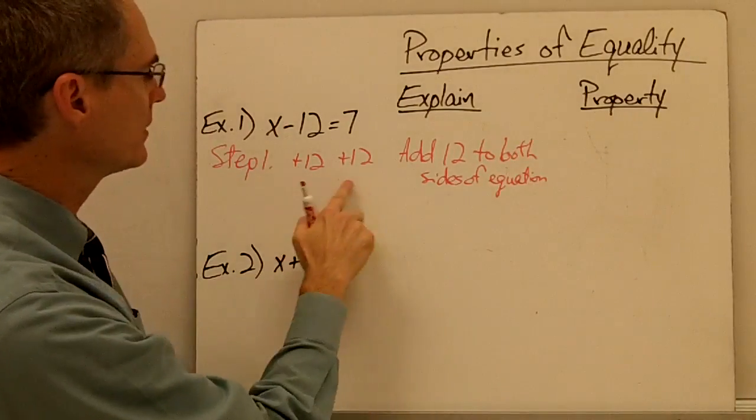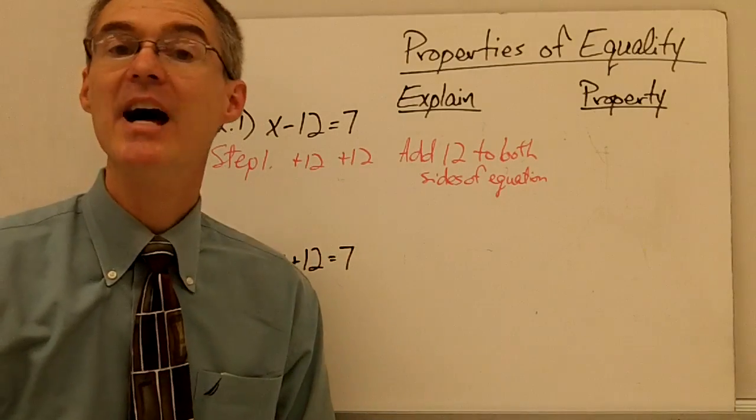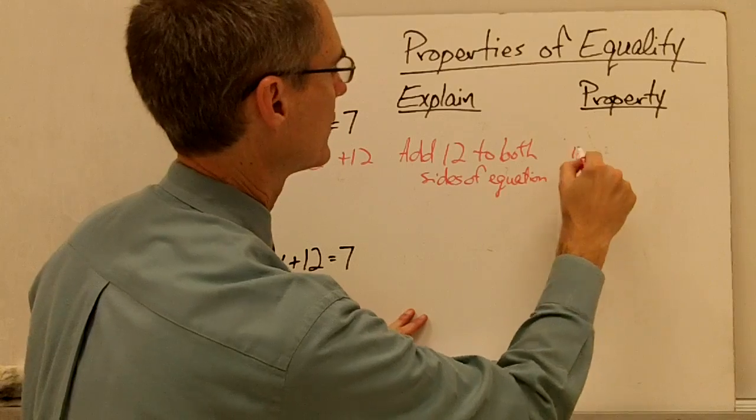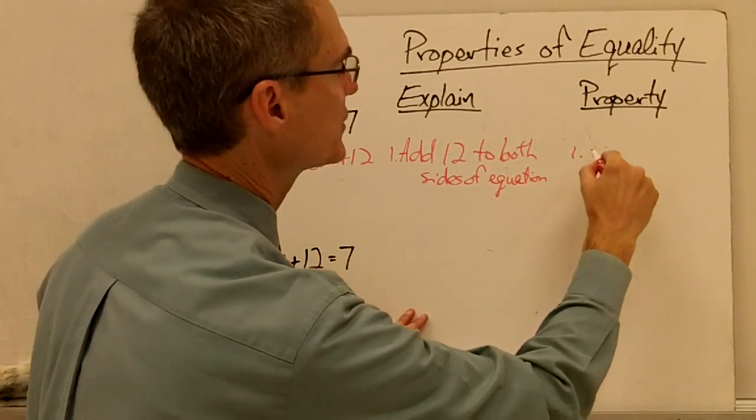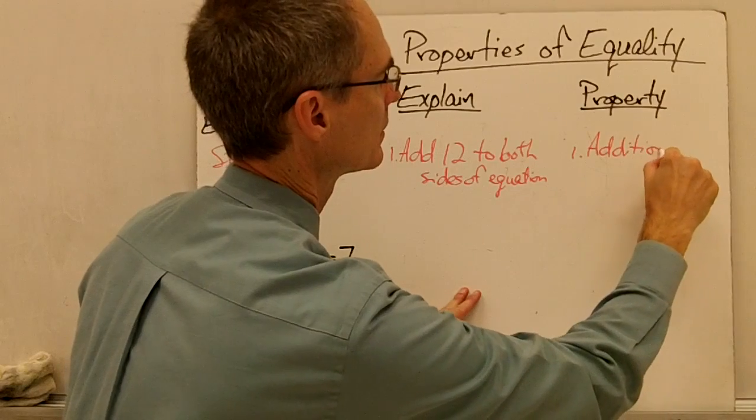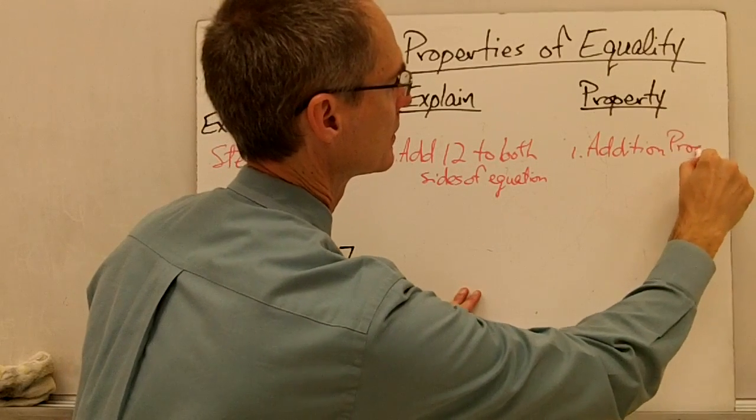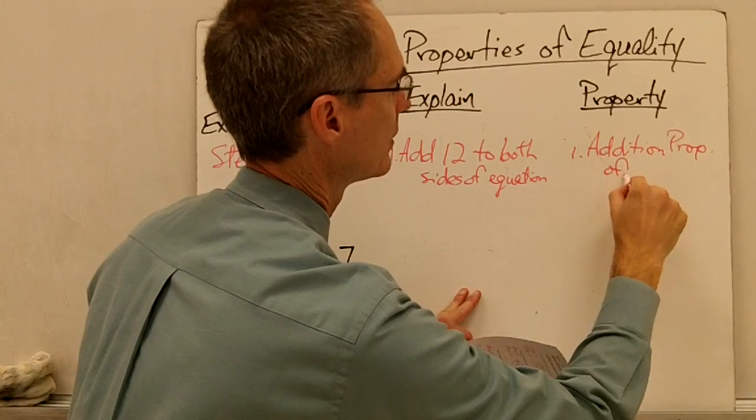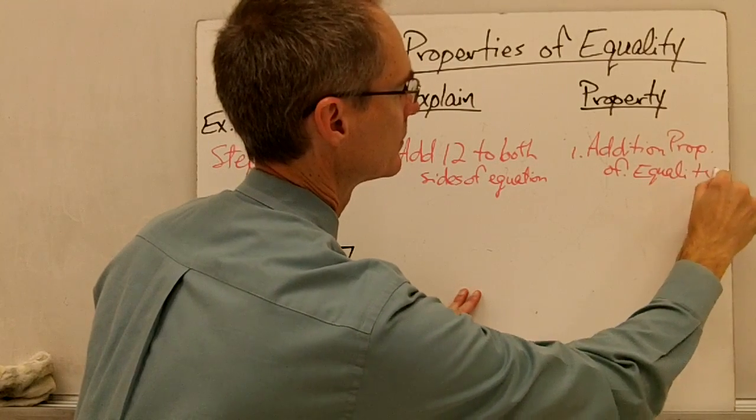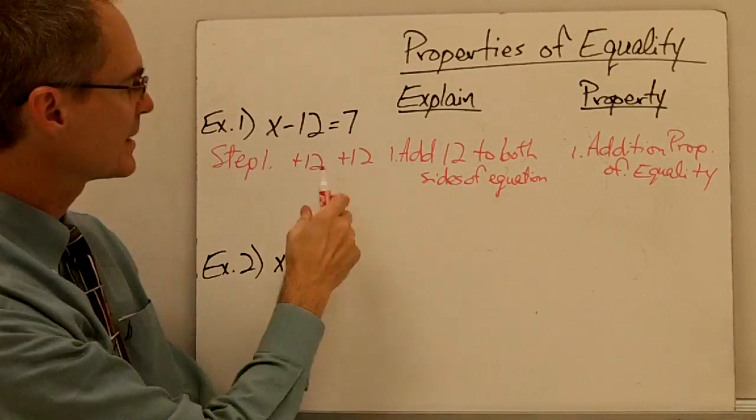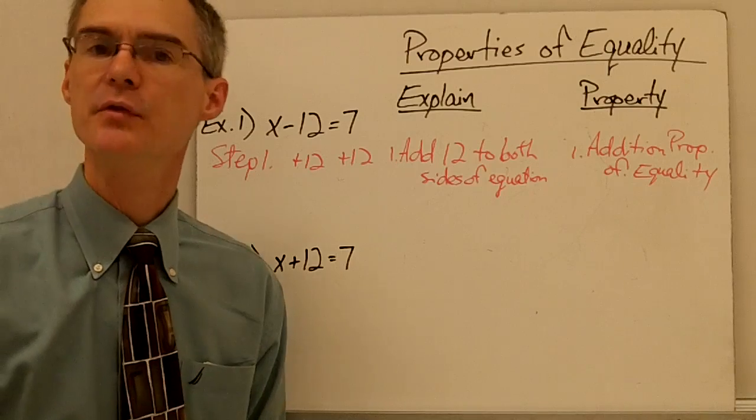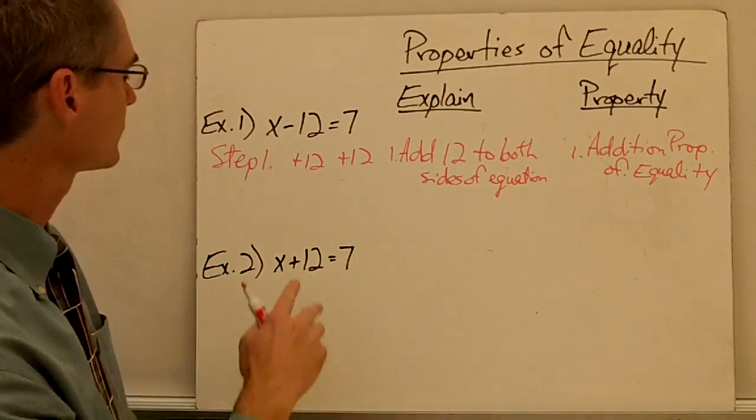Now the property that allows me to add 12 to both sides, let's call this number 1 here, is just called the addition property of equality. So that's the name of the property that tells me that I can add 12 to both sides as the first step in solving this equation.